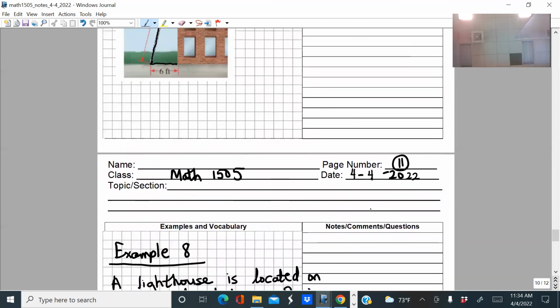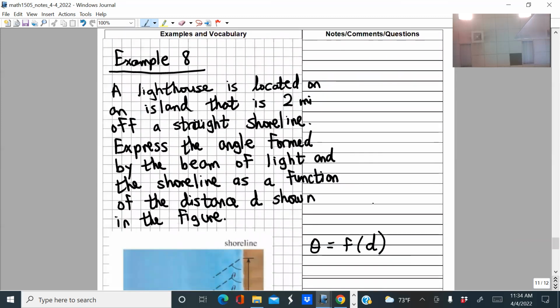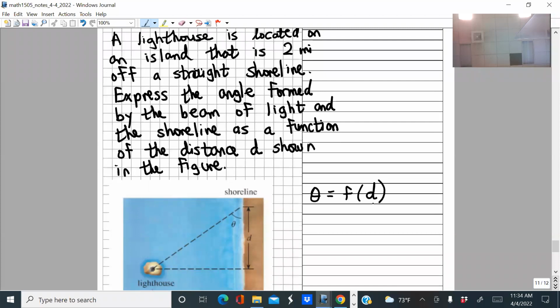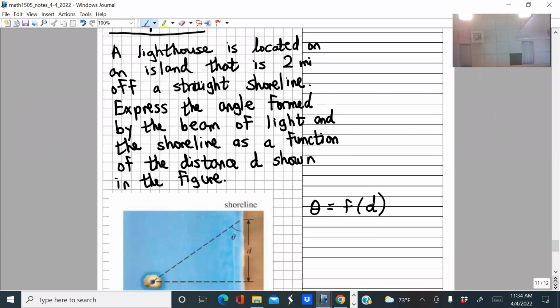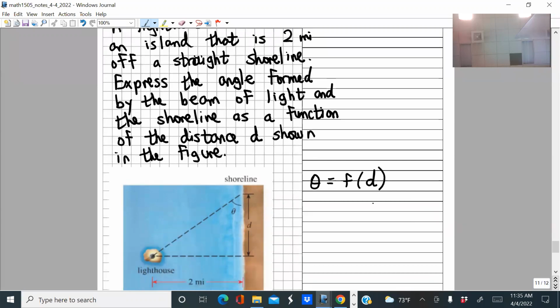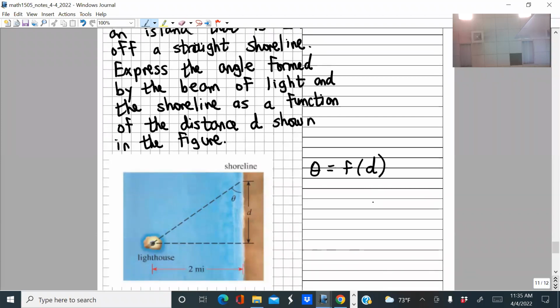Let me show you one more example, but this is not one where we're going to come up with a numerical answer. This says a lighthouse is located on an island that is 2 miles straight off of a shoreline. So scroll up a little bit. Here's the picture. So there's the 2 miles. The lighthouse is 2 miles, due west, I guess, of this shoreline.